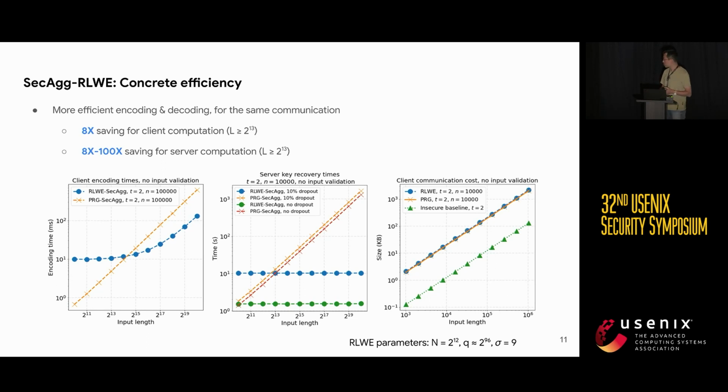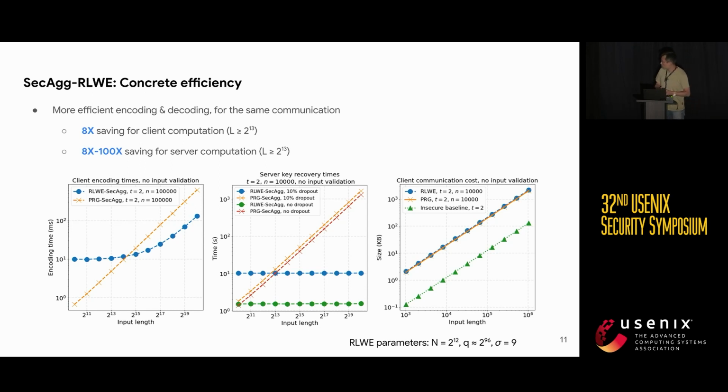So let me show you some benchmark results. On the left picture, you can see the client input running time. This shows that with the LWE variant of the protocol, the encoding time, especially for medium up to long inputs, will run much faster than the previous PRG-based protocol.